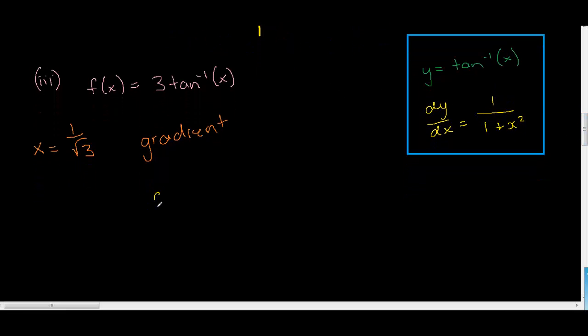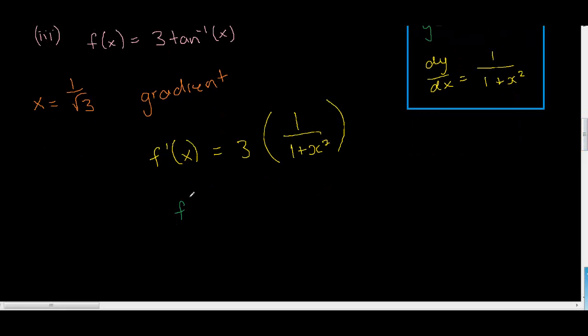So f dashed of x, which is the first derivative here, which is the same thing as dy dx, equals. The 3 stays the same because it's just a constant, and you can just differentiate and pull it out the front. And then the derivative of inverse tan of x is 1 over 1 plus x squared. Beautiful. How good is that? So I'll just quickly write f dashed of x equals 3 over 1 plus x squared.